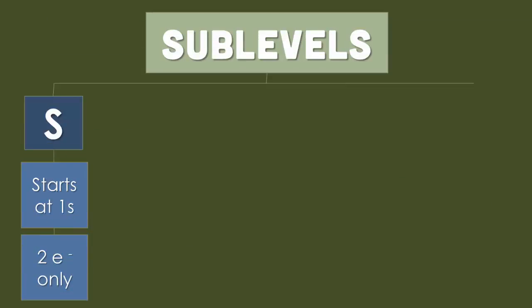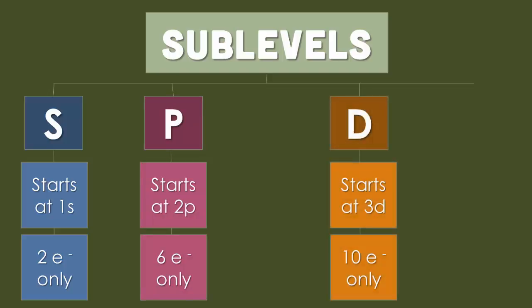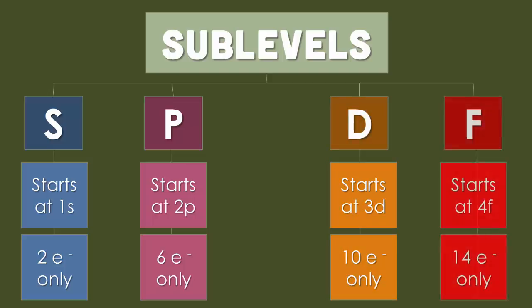So of the 4 different sublevels, we're going to start with the S sublevel. In the S category, we start at the 1s position, and the S block only holds 2 electrons. In the P block, we start at 2p, and the P block can only hold 6 electrons. The D block starts at 3d and holds 10 electrons, and the F block starts at 4f and contains 14 electrons.